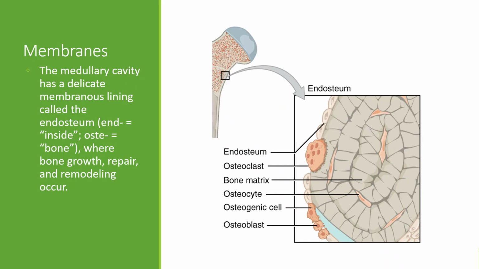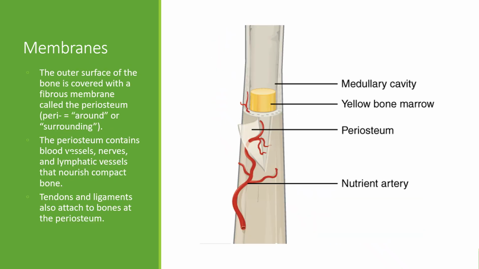The membranes that are associated with a long bone. So the medullary cavity, the hollow part that's in the middle, has a very delicate lining called the endosteum, endo meaning inside, ostia meaning bone. And this is where bone growth, repair, and remodeling is going to occur. So the inside of the bone in the medullary cavity has a lining.